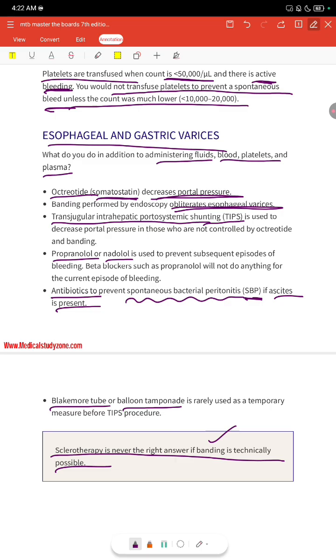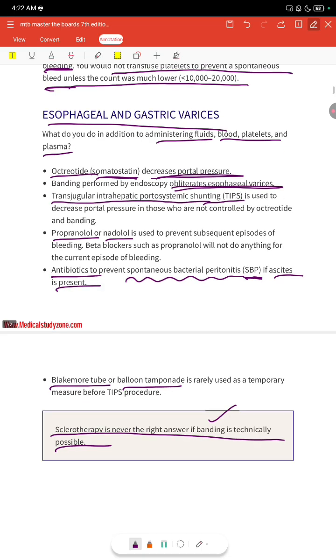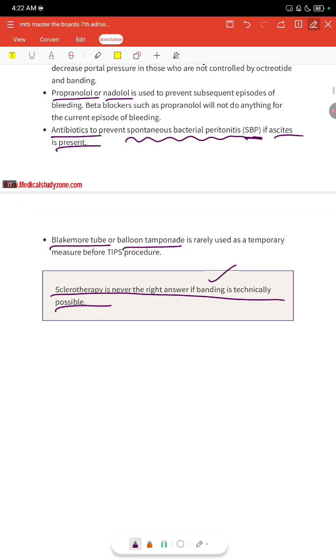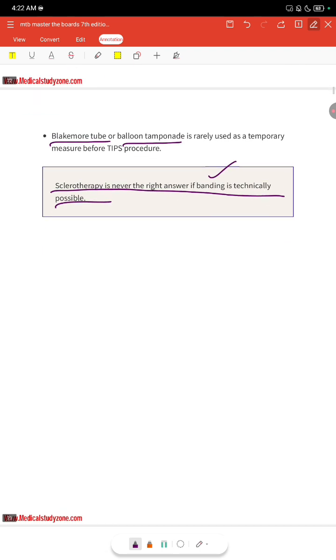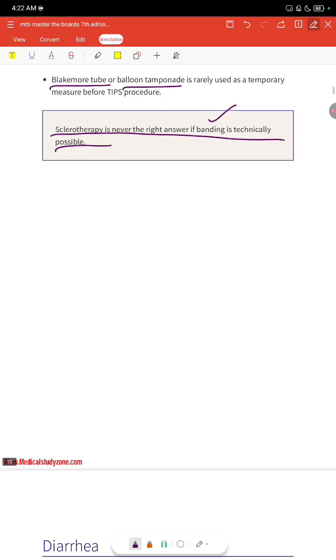And we can also use the beta blockers such as propranolol or nadolol. They can't stop the current bleed, but they can prevent subsequent episodes of bleeding. Antibiotics in order to prevent the SBP, spontaneous bacterial peritonitis, if ascites is present. You can also go for Blakemore tube or balloon tamponade. And also, sclerotherapy is never the right answer if banding is technically possible.